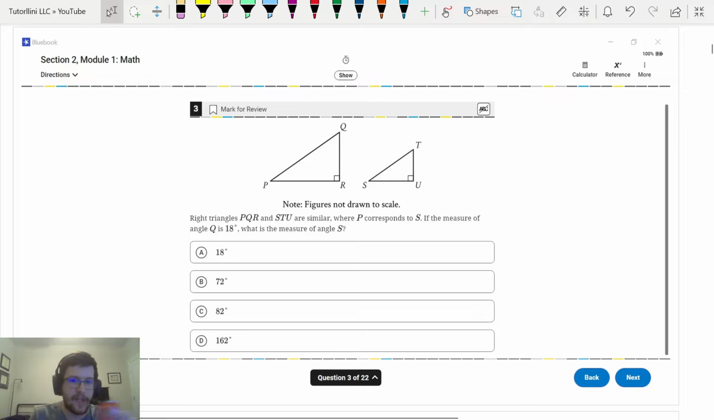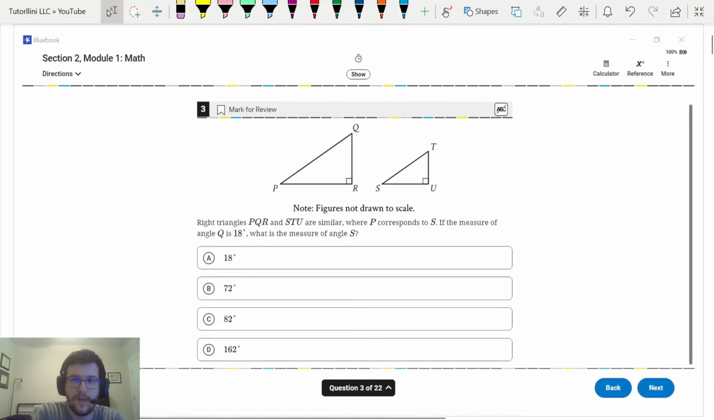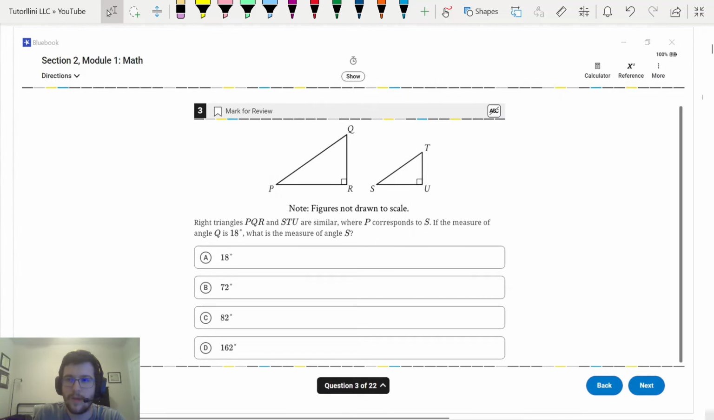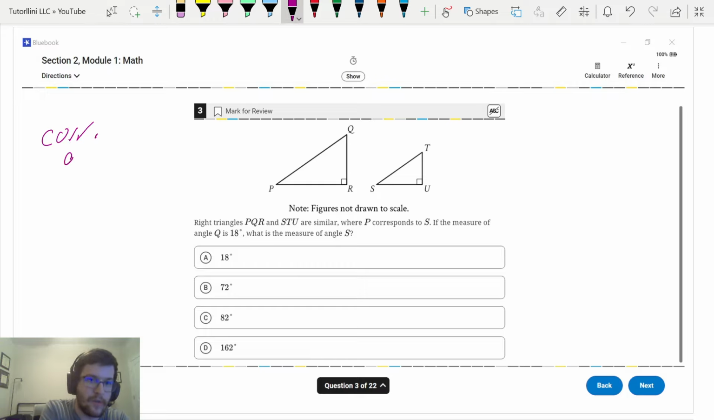Okay, so this is a similarity statement. This right here. The order of the letters tells you the corresponding sides and the corresponding angles. So you got to remember what this is testing you on is that for similar triangles, corresponding angles are equal. Corresponding angles are equal. That's what's being tested on here.